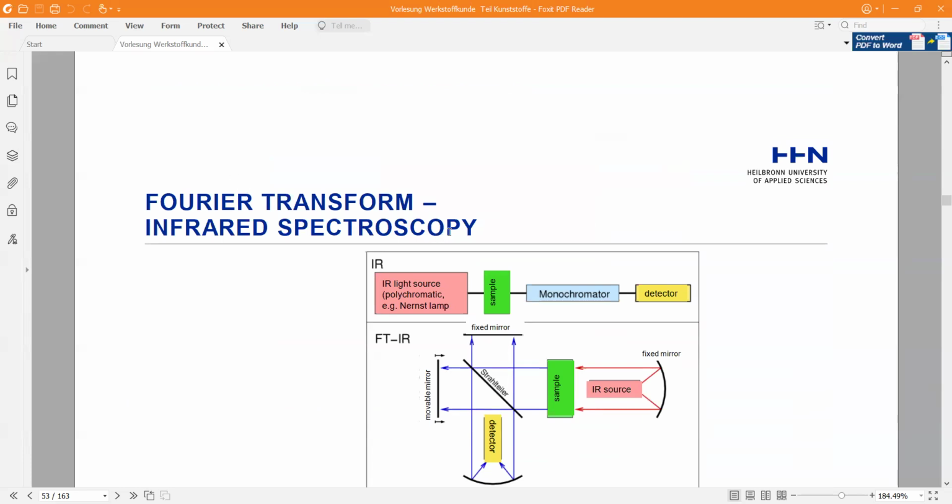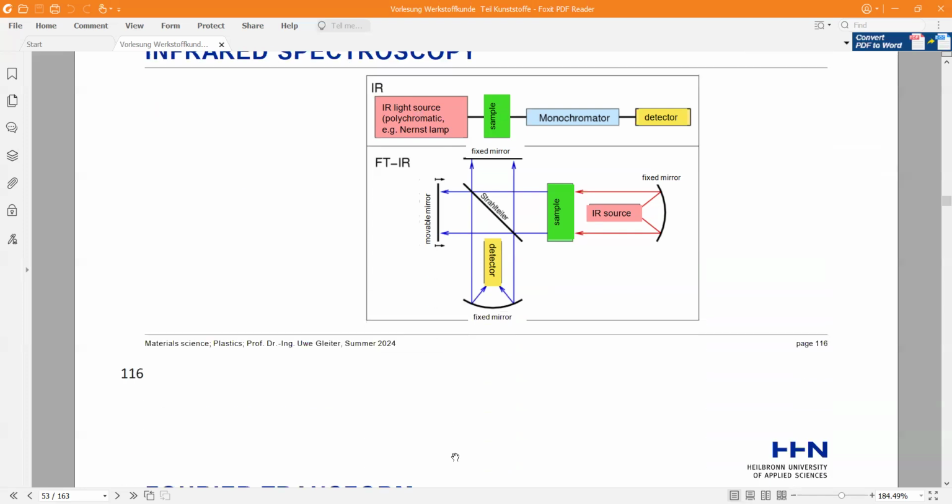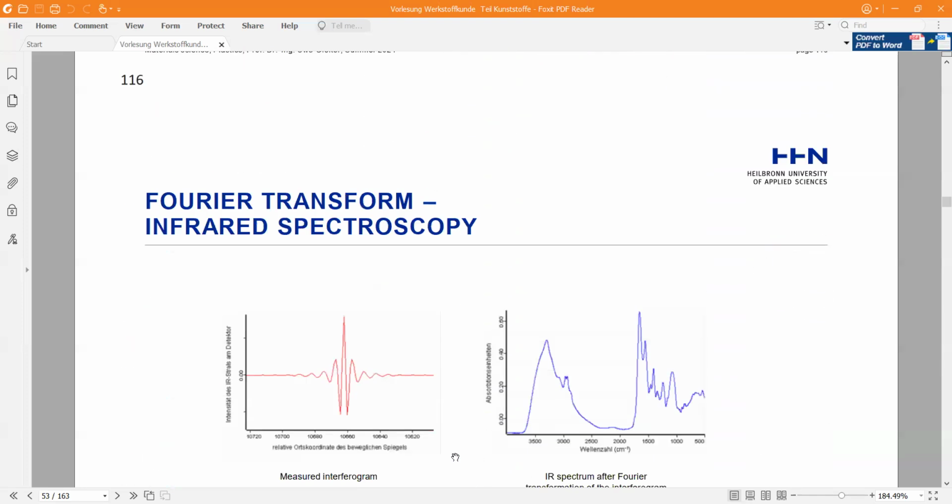Here, Fourier transform infrared spectroscopy. So infrared light source, polychromatic, for instance a Nernst lamp, sample, monochromator and detector. Fourier transform infrared spectroscopy.